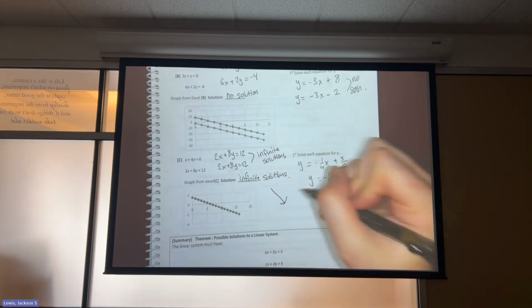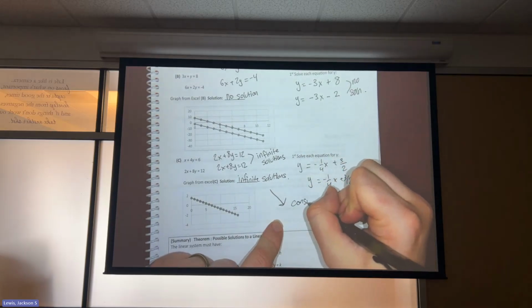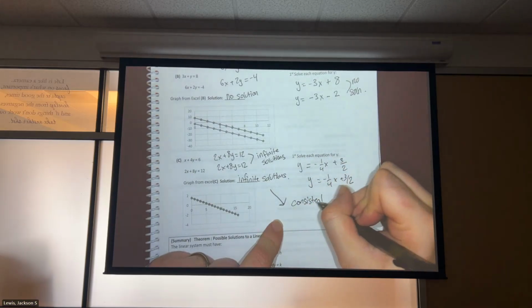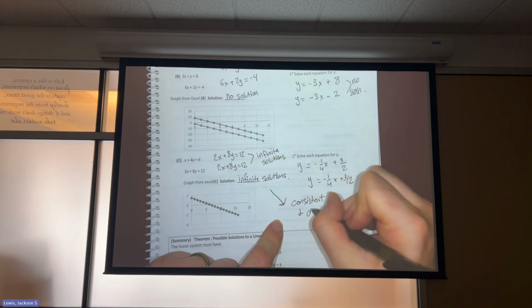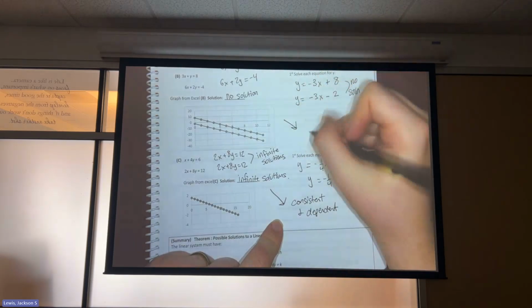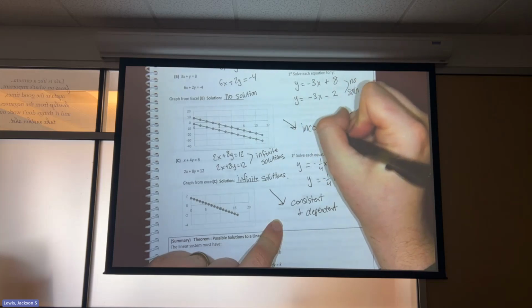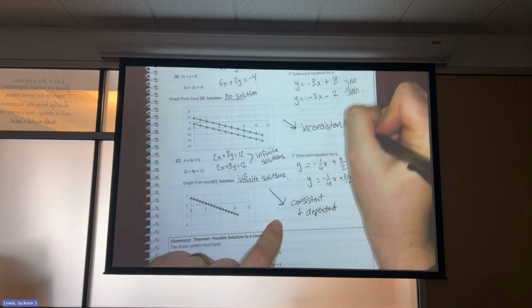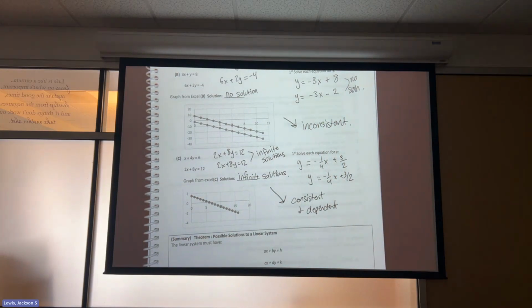Again, this means that they're consistent with each other, consistent and dependent. No solution means they're inconsistent. That means that they can't have the same variables.